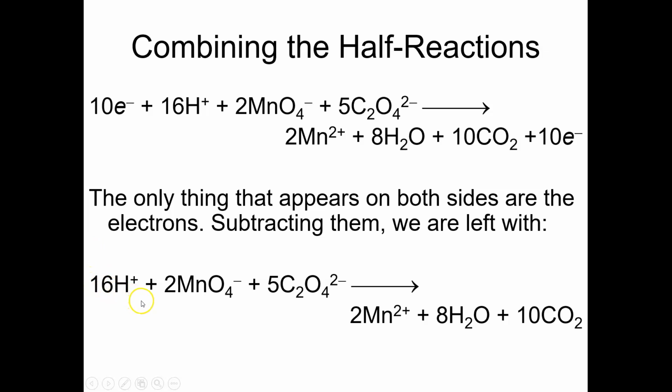Now, it's always useful just to do a quick check to make sure you did it right. I got 16 hydrogens over here. I got 8 times 2 is 16 hydrogens over here. I've got 2 manganese over here. I got 2 manganese over here.